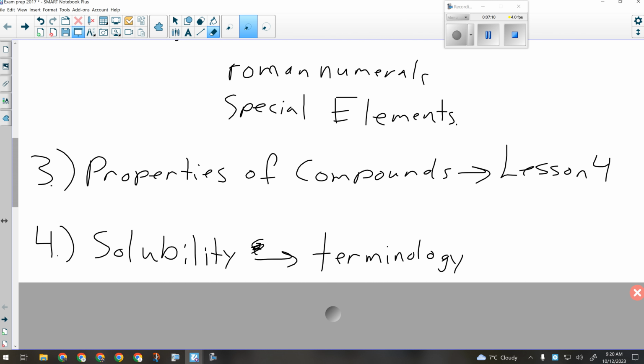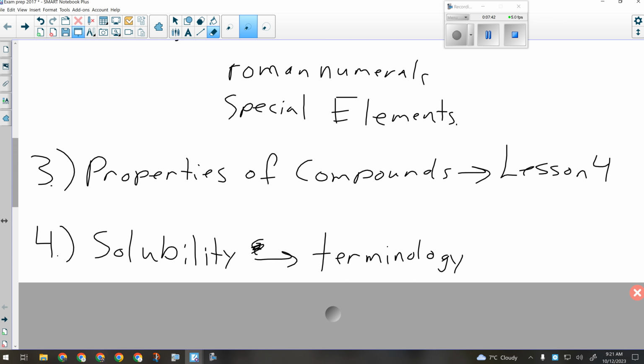Solubility. There'll definitely be some terminology on the test, asking if you know the definition of precipitate, or what a solute and a solvent are, and a homogeneous mixture versus a heterogeneous mixture. So that's lesson 7. Just know the terminology, so you'll have to read that one over a little bit. That's review for you, because you've been doing this for a while. Should you know how to use the solubility chart on the back of your periodic table? Yes, there'll be some questions about that.